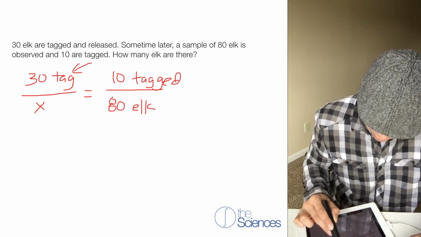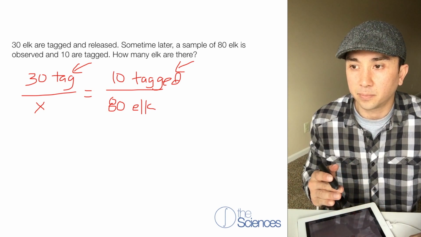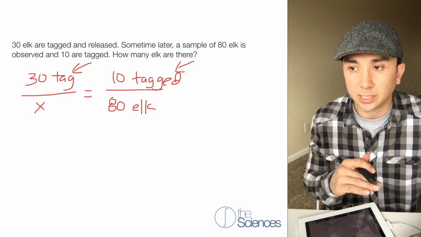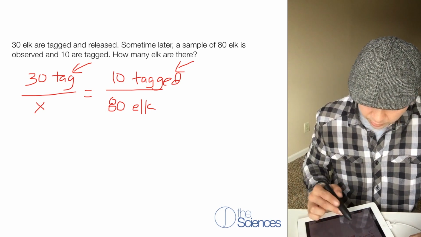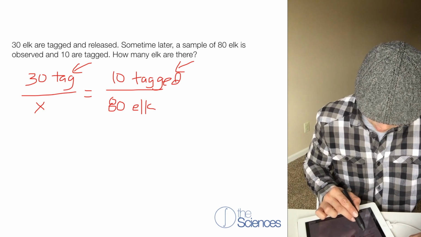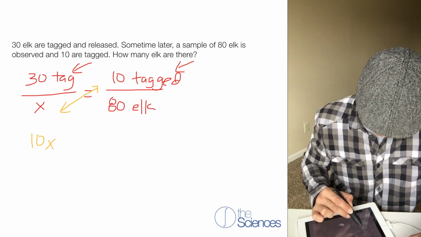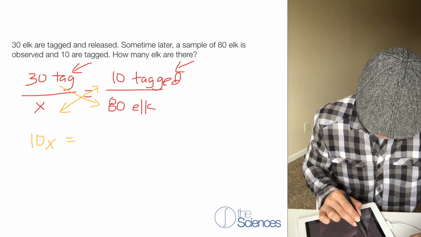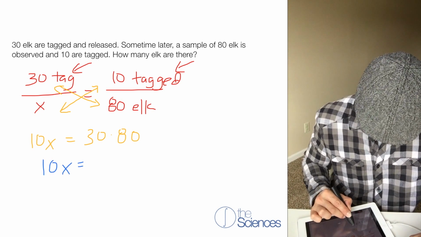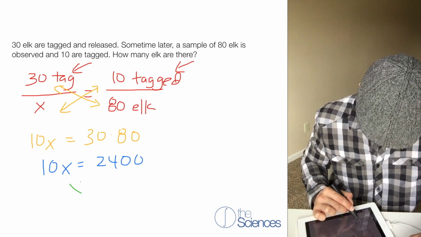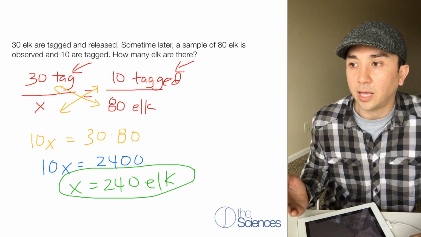So you're going to want to make sure that your same units appear either both in the numerator or both in the denominator. So here now we can solve our expression using the cross product principle. Here all we're going to do is multiply 10 times x and set that equal to 30 times 80. So now we get 10x equals 2400, or x equals 240 elk. So that's how many elk there are.